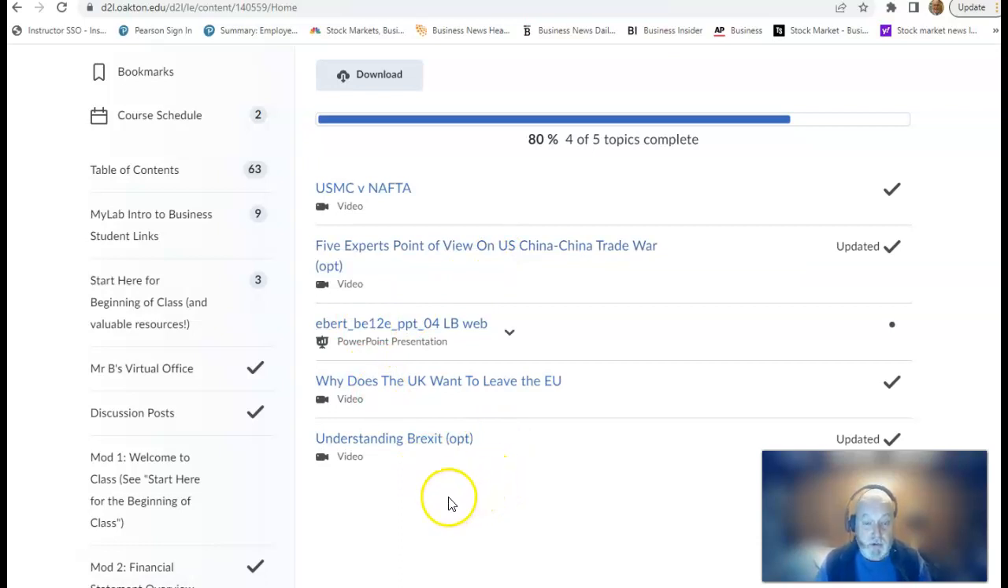So make sure you just make reference to the various content in the textbook in your post. We don't need footnotes and all the rest of that stuff. Just say it was in the video 5 experts' point of view on U.S.-China trade war, or chapter 4 of the text, page 125. It could be a simple reference like that, and that'll work just fine.